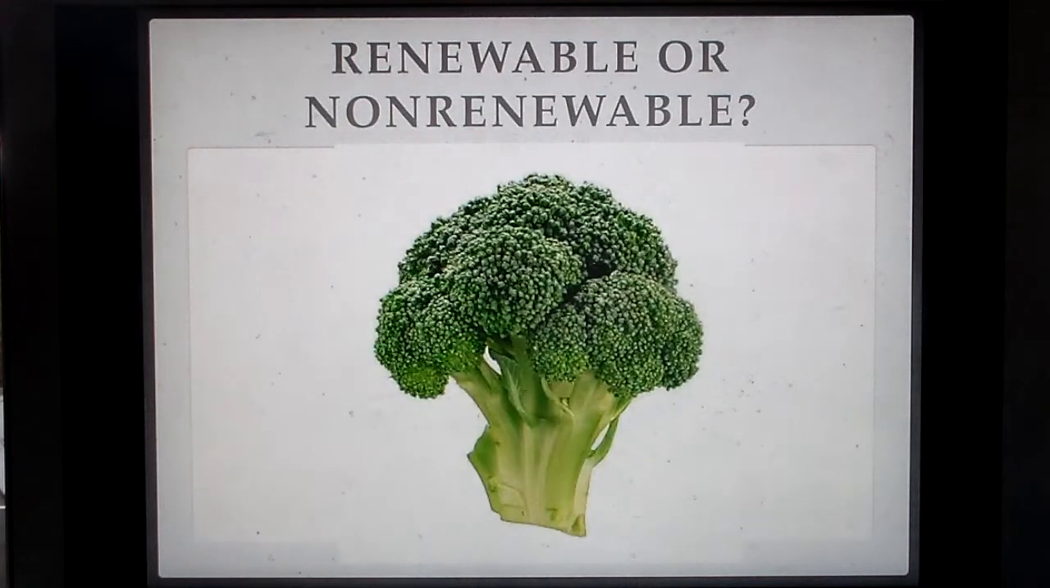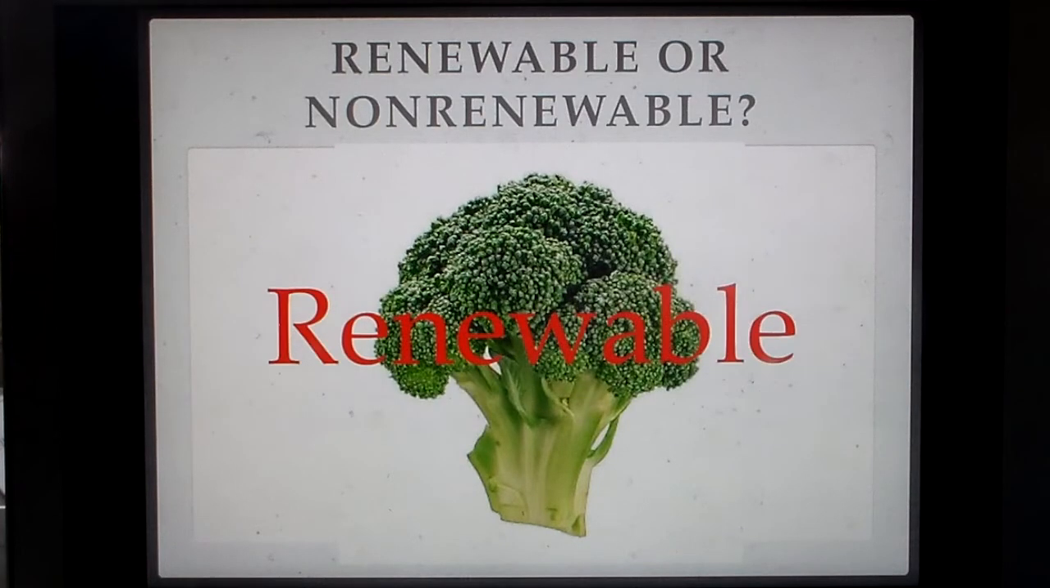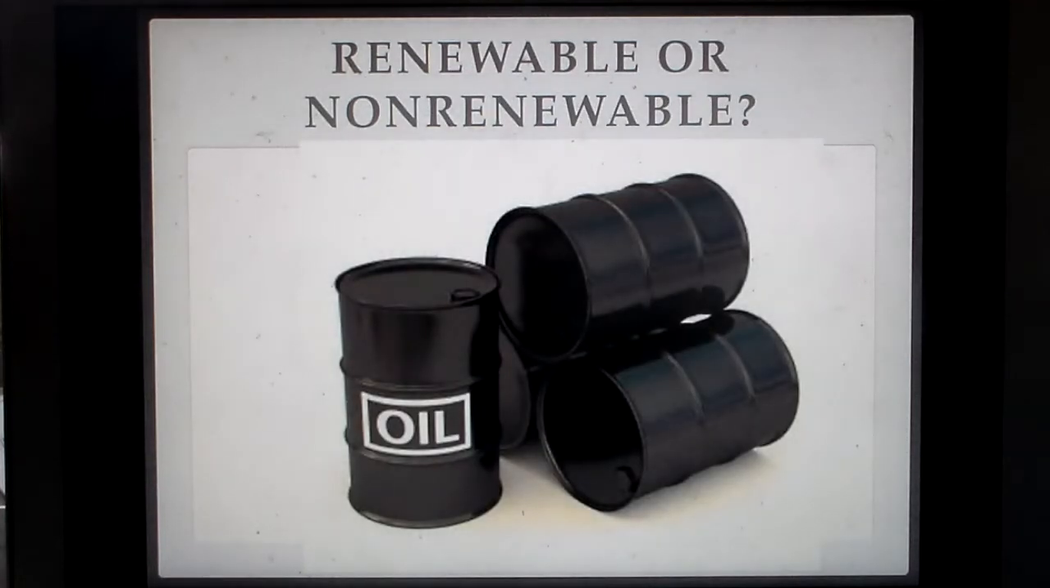All right, our next one, we've got your favorite food, broccoli. Is broccoli renewable or non-renewable? Well, for those of you who do not like broccoli, this is bad news. It is most definitely renewable because we can grow more of it, and it definitely takes a short amount of time.